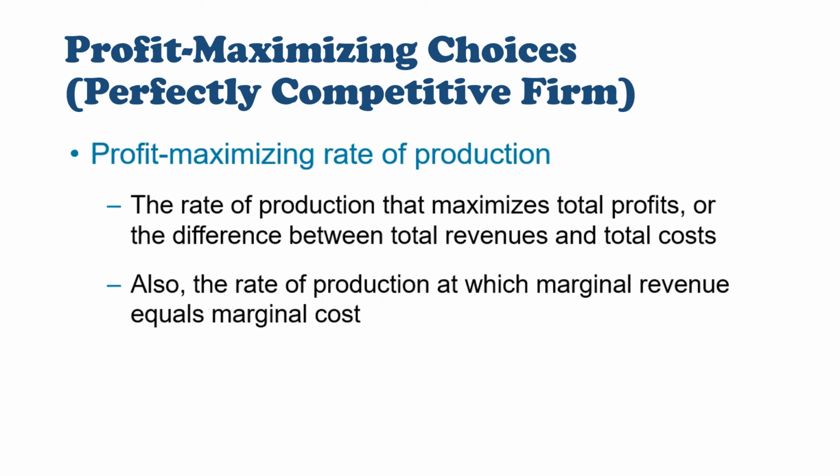The profit maximizing rate of production is the rate of production that maximizes total profit, or the difference between total revenues and total costs. Also, it's the rate of production at which marginal revenue equals marginal costs. Remember, it's the place at which marginal revenue equals marginal cost. That's very important. You're going to see that over and over again. Profit maximization is where marginal revenue equals marginal cost.